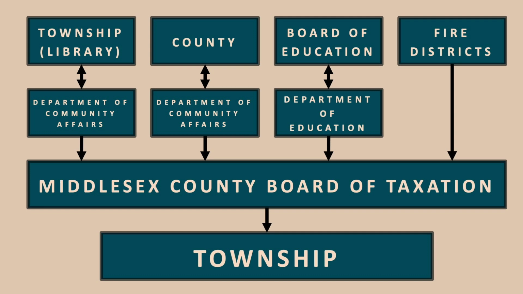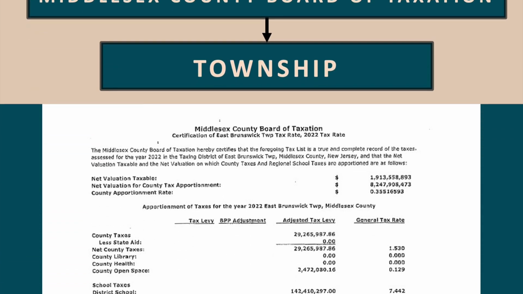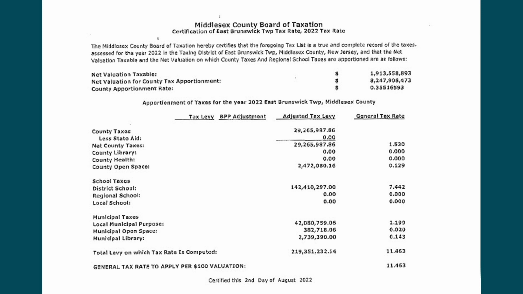Fire districts are a little bit different because their voters vote every February on their budget. And once it's approved, their bill gets sent to the Middlesex County Board of Taxation. When Middlesex has finally compiled everybody's bill, they strike the tax rate. And you'll see from the next slide that they certify everybody's tax rate. That's what this form is here.